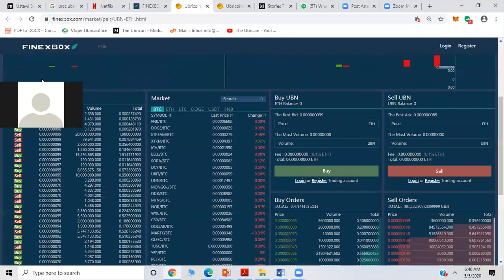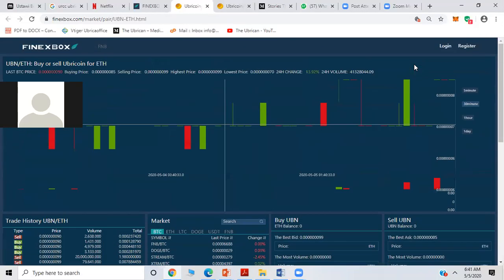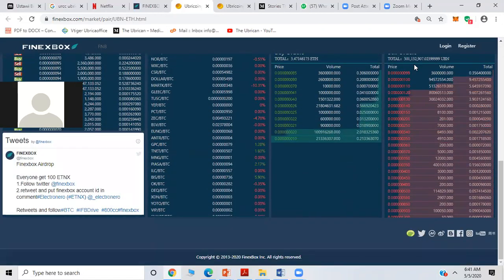In the market, a lot of people have listed UBNs for sale. This is your last chance. There are 301 million UBNs on the ETH market. You can buy or sell Ubricoin for Ethereum here. There is 301 million, but the price is very low.